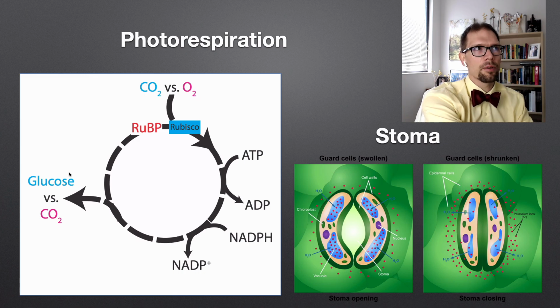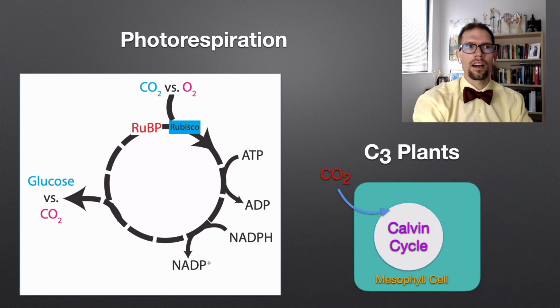So how do plants deal with this? Well, there are three different strategies. We have the C3 plants, which deal with it by ignoring the problem. They live in climates where photorespiration isn't severely limiting, and so they just say, this is the cost of doing business.